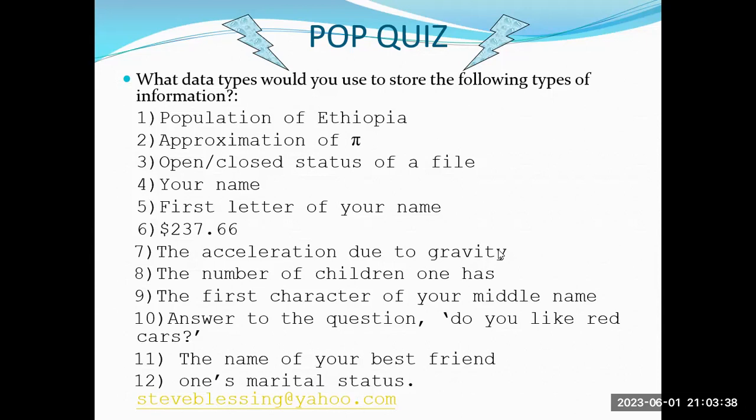Data type is int. It should be int. Integer. Okay, good. Thank you very much. Integer, why integer, please? Who can tell me why? Why integer? The population of Ethiopia is numbers. We're talking about numbers.